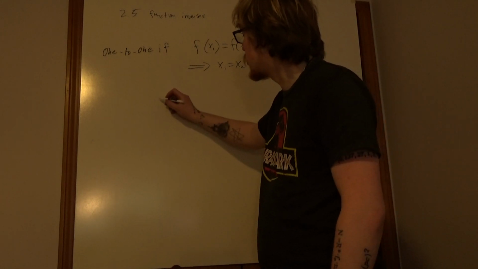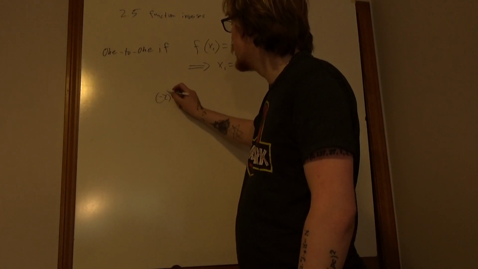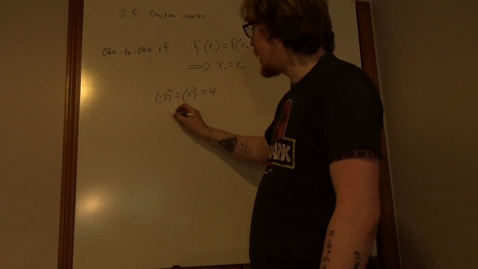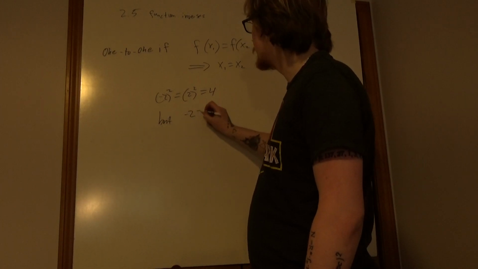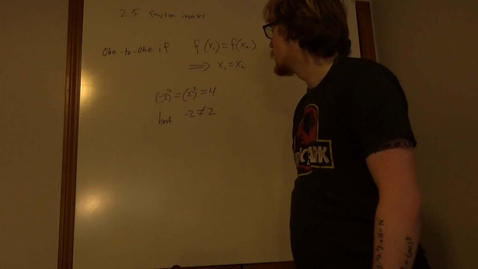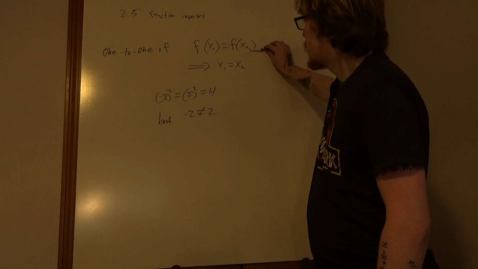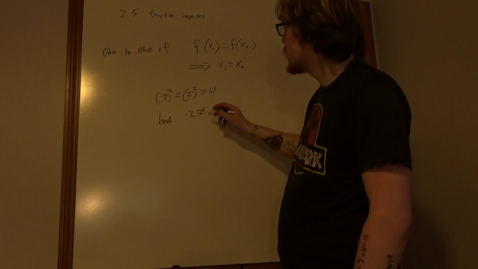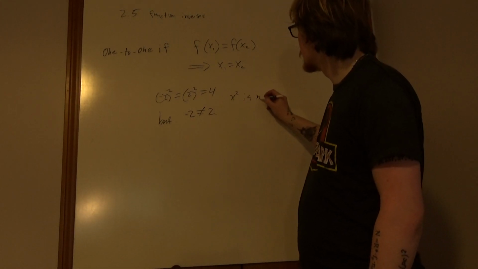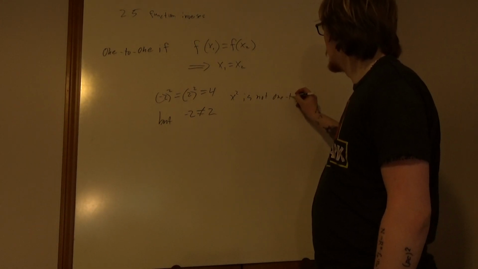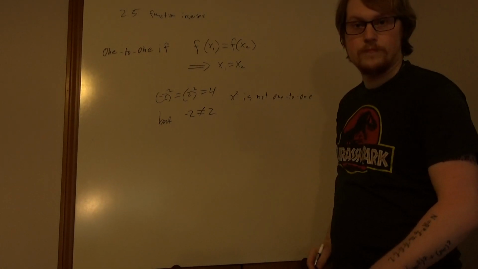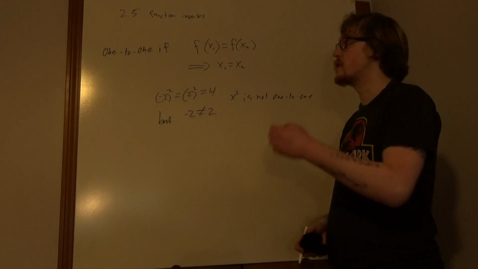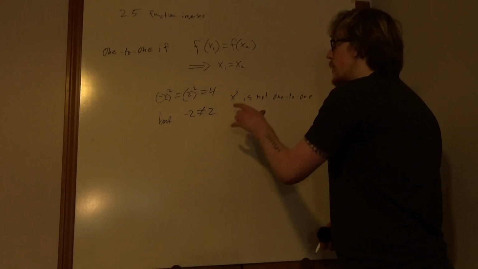So, going back to x squared, we can see that -2 squared equals 2 squared, right? They both equal 4, but -2 does not equal 2. So it satisfies the first part, but negates the second, and so it's not true. So we can see that x squared is not 1-to-1. And we can see that in a number of ways. One was doing it logically before. This is doing it algebraically by using the definition.